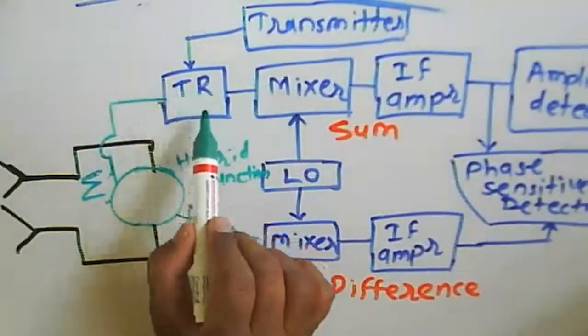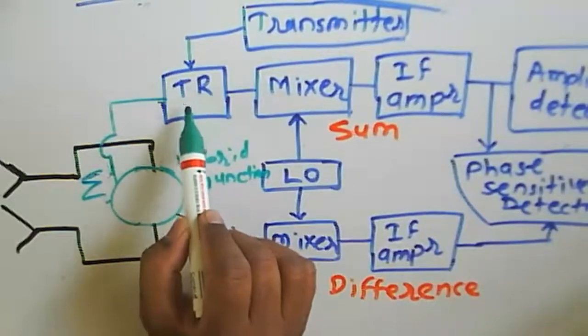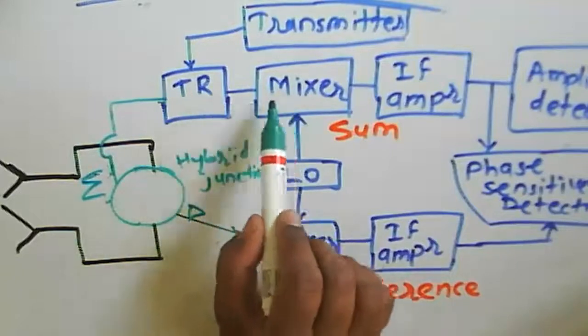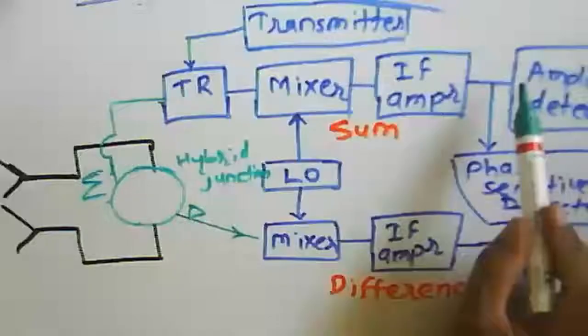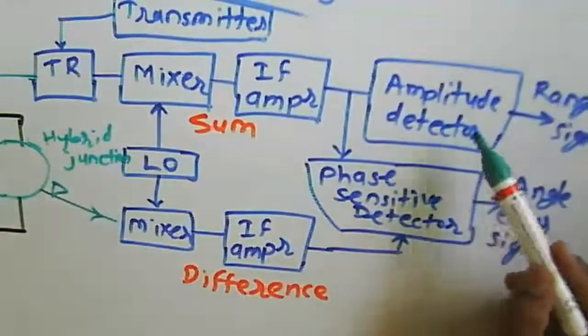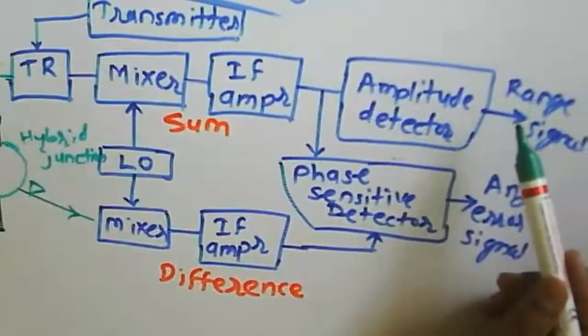So at the time of receiving, the TR switch will act as a duplexer and it will only be receiving. So your signal will be received by the mixer, then an IF amplifier, then comparing. Then it will detect what the amplitude is here, and from this amplitude we can find out the range of this particular object or target.